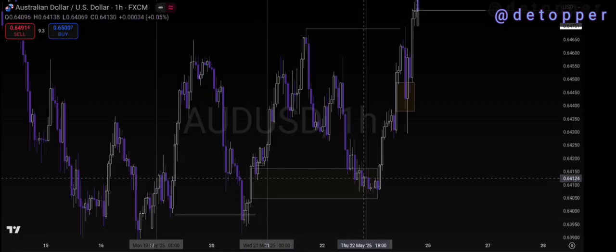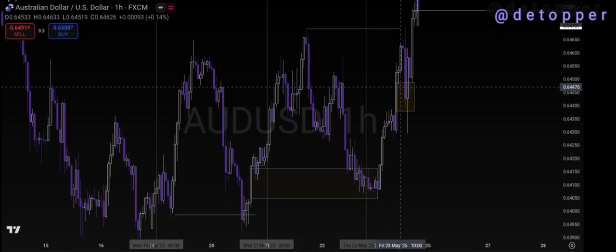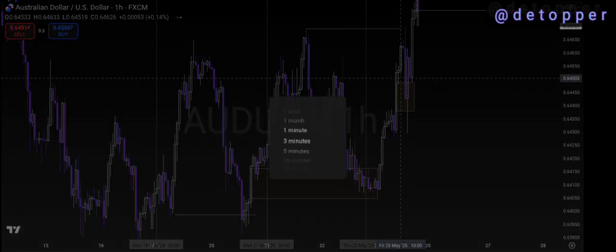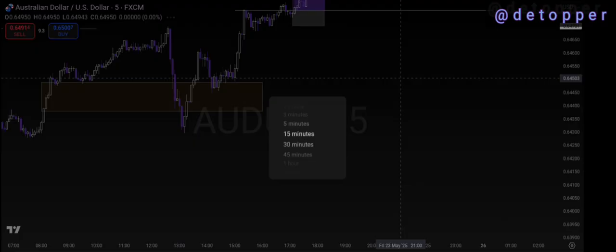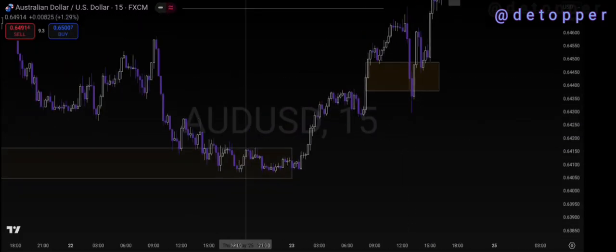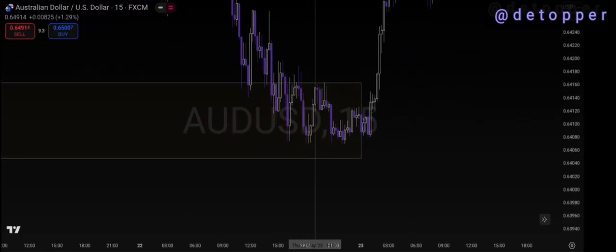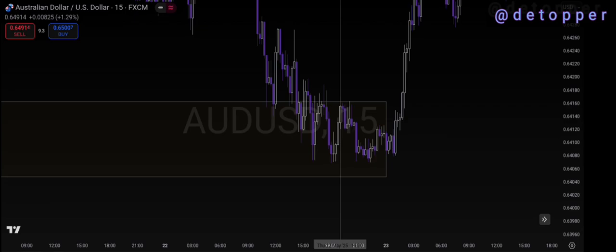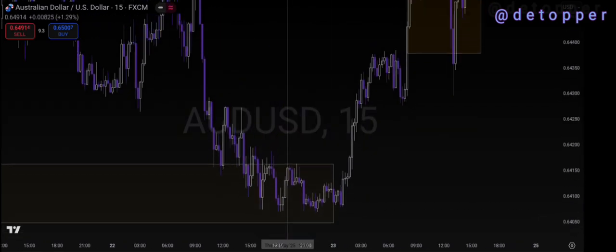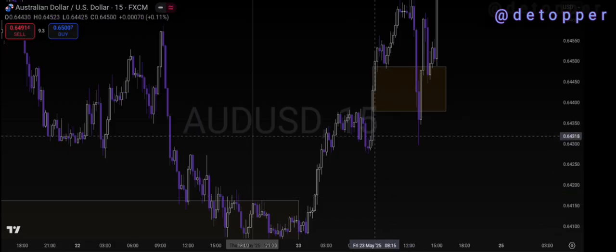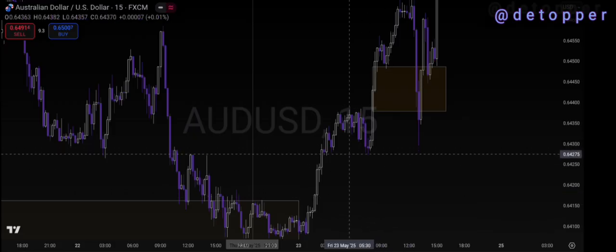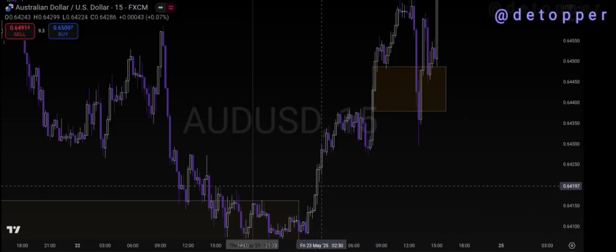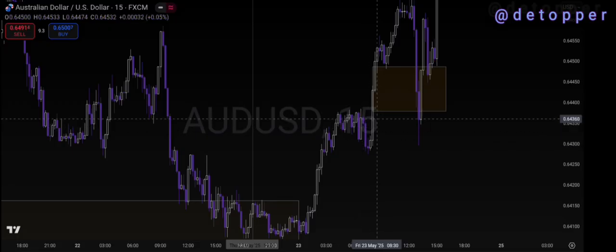Now price came into this fair value gap, then expanded. Okay, now let's go over to the 15-minute time frame to see what happened when price got to that fair value gap right here. When price got over here, we're seeing a massive rejection. After the rejection, this was Friday's price action.